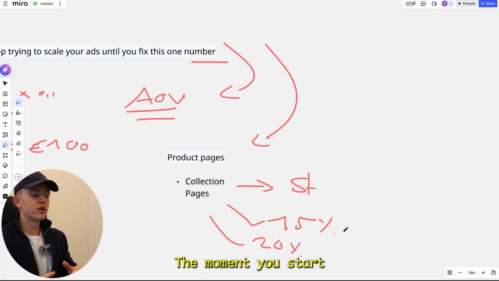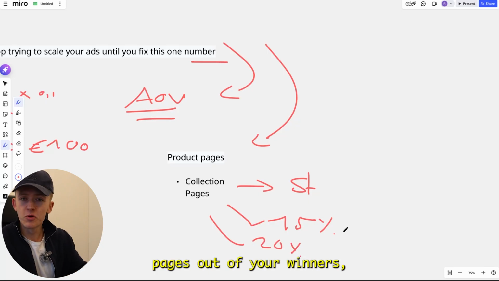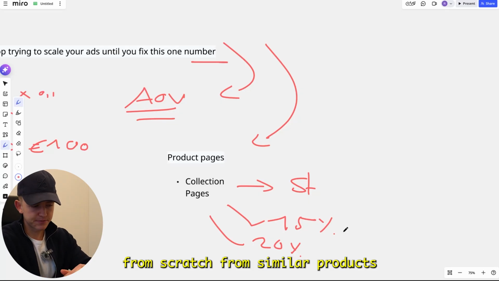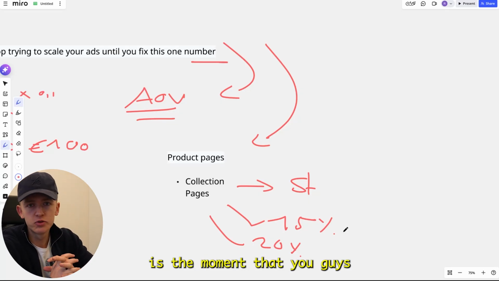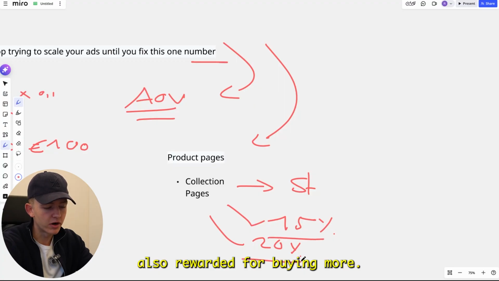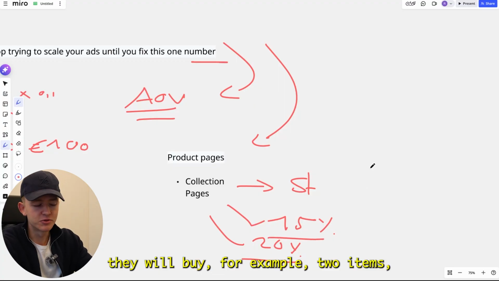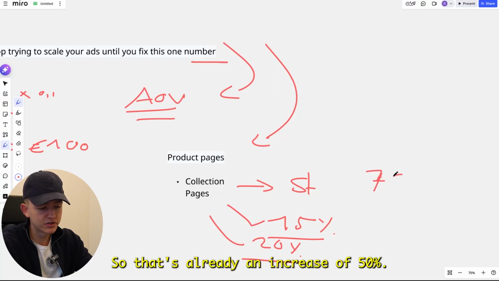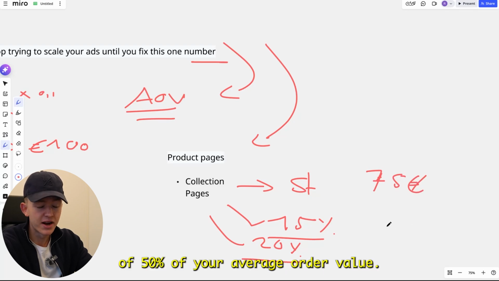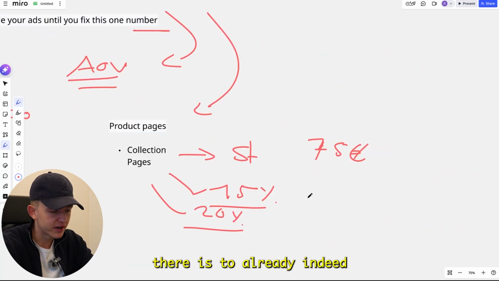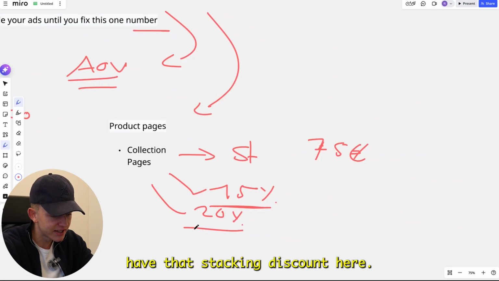The moment you start building out collection pages out of your winners, the moment you start building collection pages entirely from scratch from similar products, is the moment you start making money, because people are also rewarded for buying more. On average, they will buy, for example, 2 items, so it will probably already be around 75 euros. That's already an increase of 50% on your average order value, and that's really important, guys. So what's really important here is to already have that stacking discount.